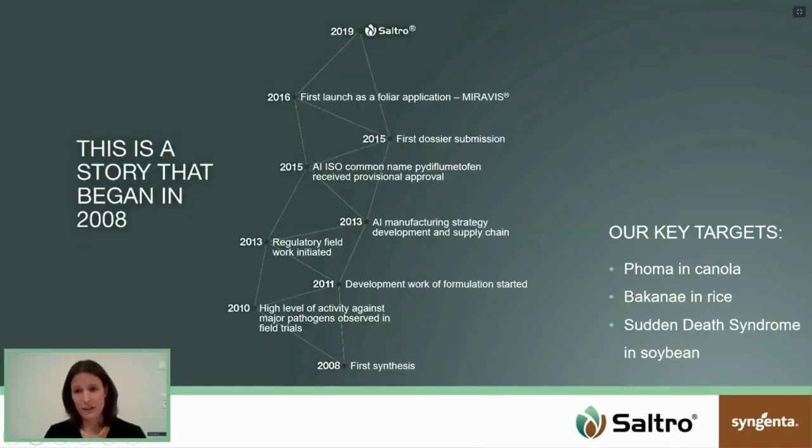So if we look at the story of Soltro, this is actually a story which began in 2008. Why 2008? Well, that's when we had the compound the first time in our hands. So that's when the first synthesis of the molecule happened. However, obviously, there was a lot of work done already before that. So we had to design the molecule to make it unique. But in 2008, we had it the first time in our hands.